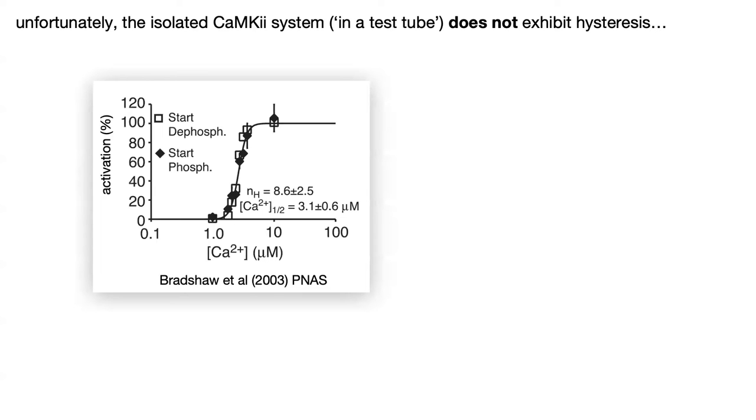If one takes the isolated CAMK system, so the CAMK2 molecules, purifies them and puts all of its friends in there together in a tube, this system doesn't appear to exhibit hysteresis. So what do I mean by that? If we take the enzyme in its inactive state and ramp up free calcium, then the enzyme activates as it should. However, if we start with active enzyme and then ramp down calcium, it deactivates, but the proportion of active subunits overlays these curves completely, showing no hysteresis.